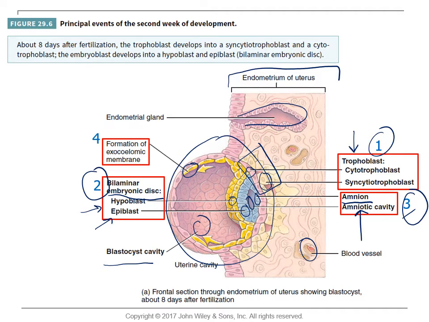And then finally, we have the development of the yolk sac. Here, as we can see, also on the 8th day after fertilization, cells at the edge of the hypoblast migrate and cover the inner surface of the blastocyst wall. The migrating columnar cells become squamous, flat, as we can see in this figure, and then form a thin membrane that we call the exocoelomic membrane, just like we can see here in this figure.